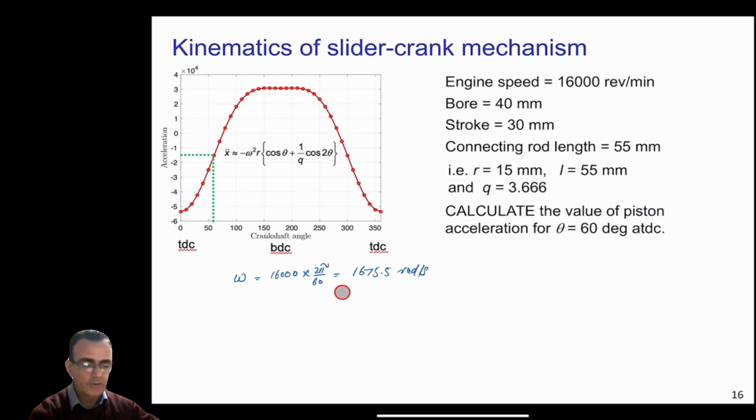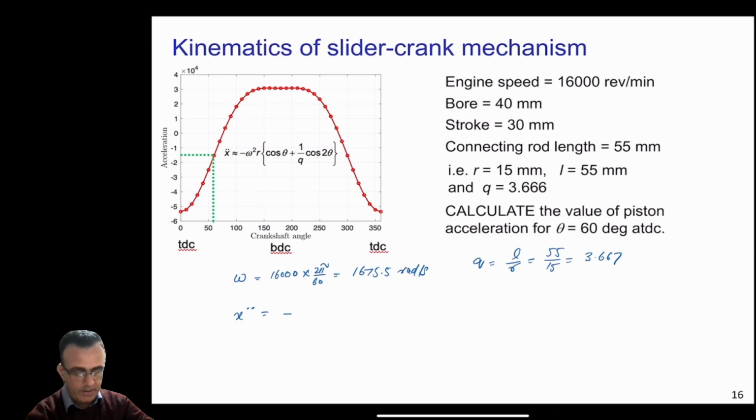Okay, so after calculating this, we also know that this Q was L divided by R, which is 55 divided by 15, and this will become equal to 3.667. And now we know the equation for X double dot, which is this equation here. So minus omega square, which is 1675.5 square. R is 0.015, this value here. You will change this to meter.